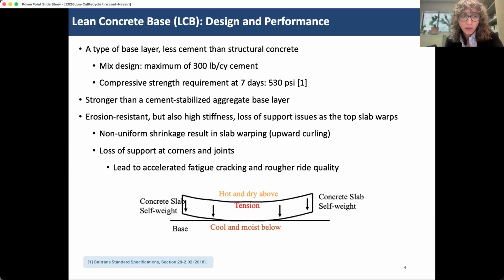And with the amount of drying that we get in California, and in fact in most areas, most concrete pavements after a while become permanently upward shaped. The problem with that is that if we use a very stiff base layer such as LCB, it is possible that along the edges, along the joints of a concrete pavement, we could lose support, that very important support that I talked about a minute ago from the base layer.